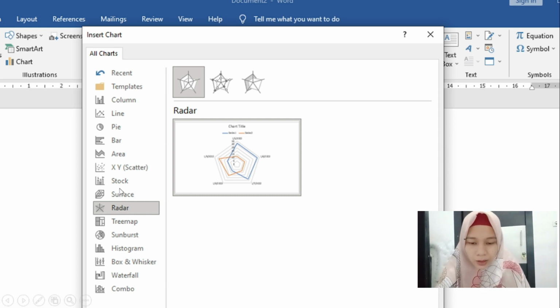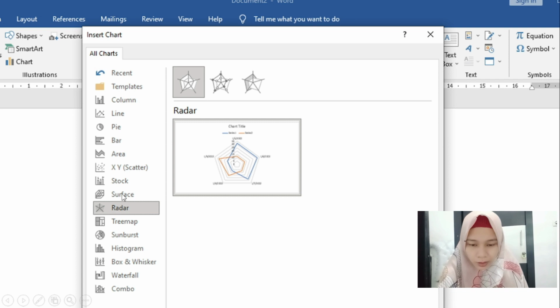And the next type here is stock, okay, stock. The display of this chart is also almost similar to bar and column chart, but the difference is that it could actually be used for the stock market. Stock in Indonesian we call saham, right? Okay, so this kind of chart is usually used for that.